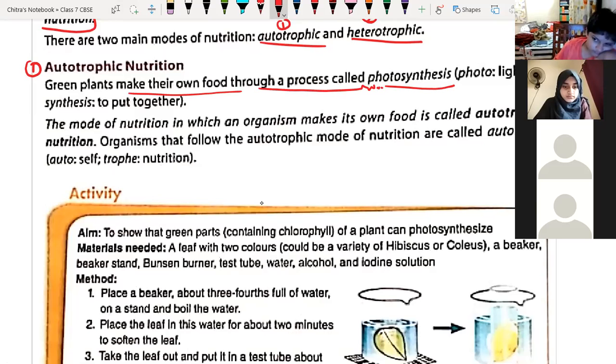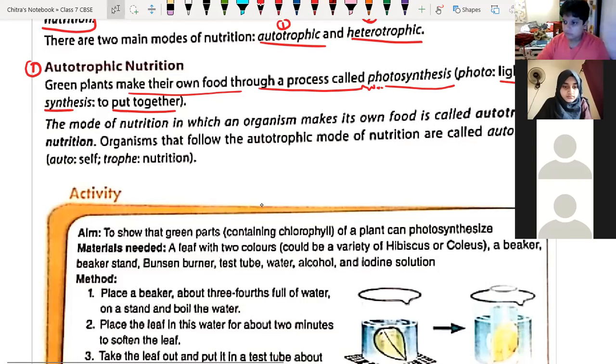So you just have to understand here, photo means light and synthesis means to put together, to form. So the process by which food is formed in presence of light is called photosynthesis. By using water, carbon dioxide, and in presence of chlorophyll, this action is performed by the plant. This process is called photosynthesis.